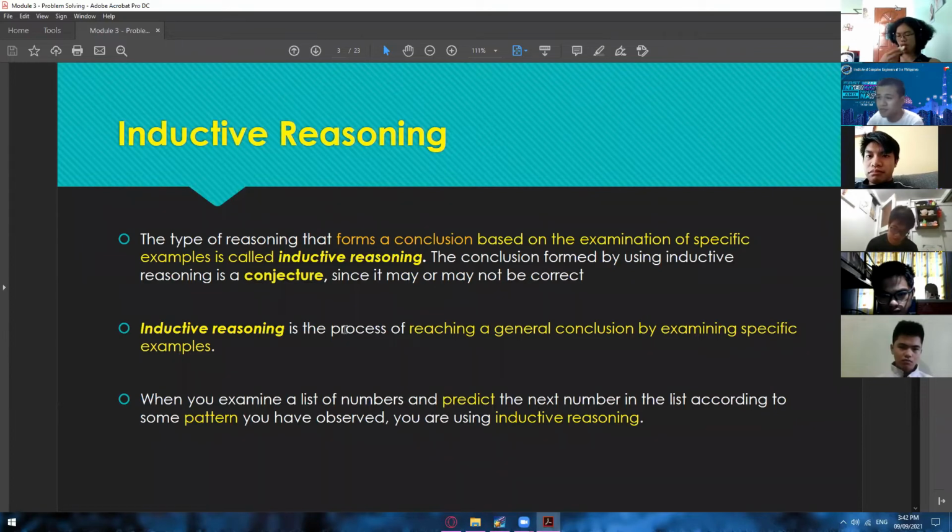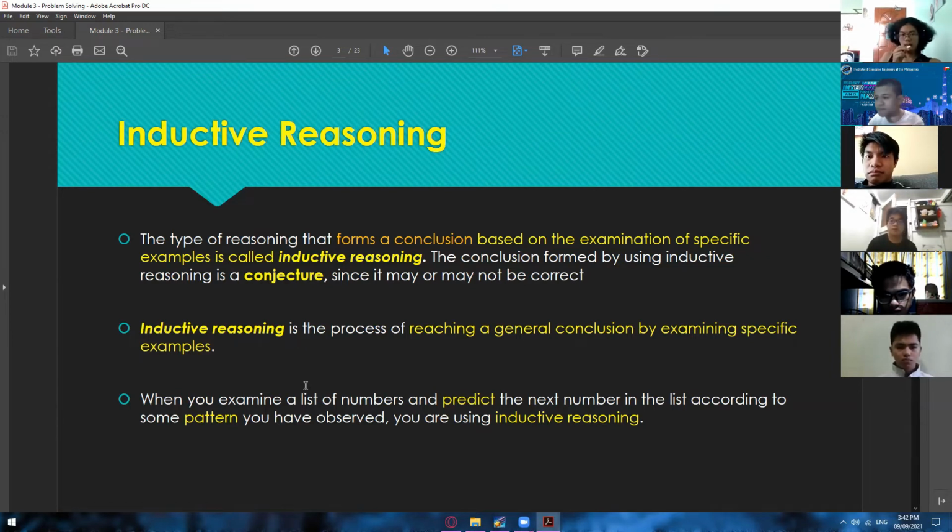Inductive reasoning is a process of reaching a general conclusion by examining specific examples. When you examine a list of numbers and predict the next number in the list according to some pattern you have observed, you are using inductive reasoning. To make it short, when we say inductive reasoning, you have a basis, and that basis is the examples.